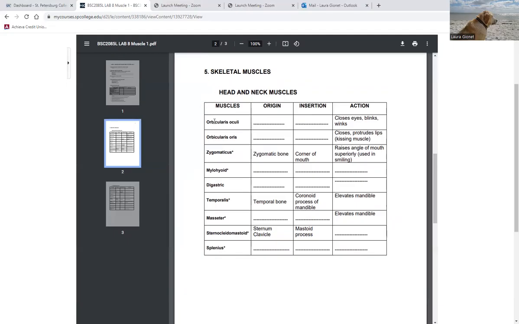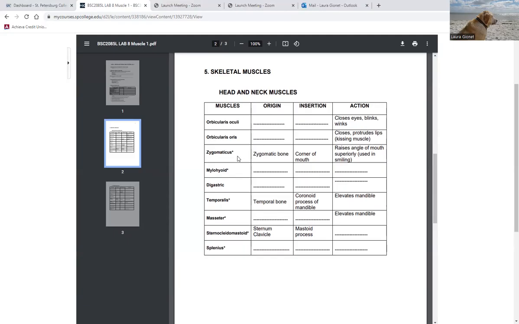Okay, so we have orbicularis oculi. That's the round muscle of the eye, and its action is to close the eye, blink, or wink. Orbicularis oris, the circular muscle of the mouth, closes your lips and mouth, protrudes the lips. So you can call it the kissing muscle, or as you're chewing, you generally purse your lips so food doesn't fall out of your mouth. So you can consider it that way.